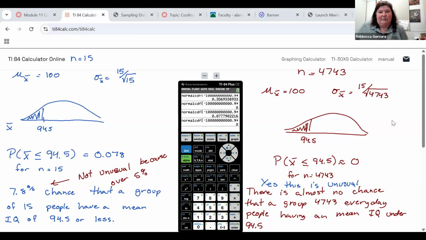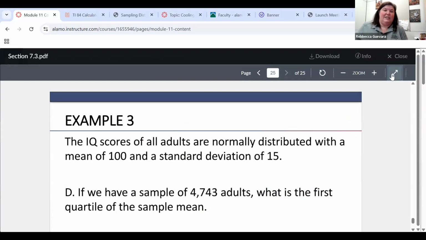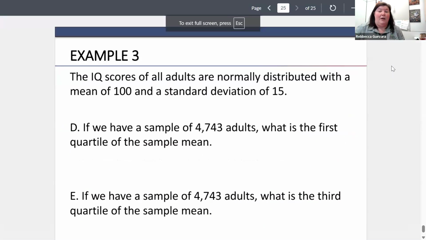All right. So one more problem for practice. I'm still trying to build up what we're doing here. So IQ scores of all adults are normally distributed with a mean of 100 and standard deviation 15. If we have a sample of 4,743 adults, what is the first quartile for the sample mean? And then what is the third quartile for the sample mean?